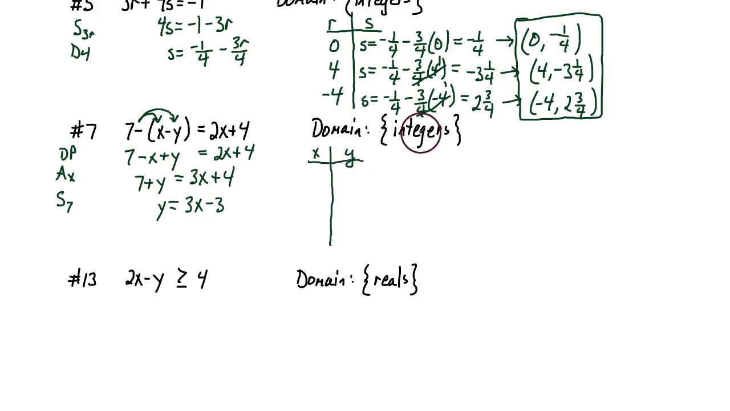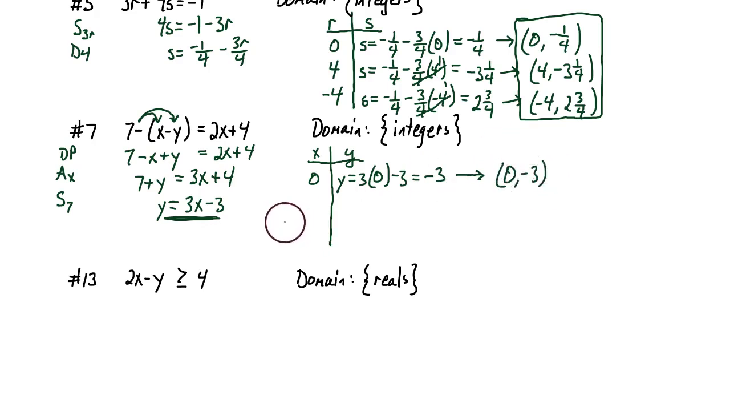We're told to try integers. 0 is an integer. Let's use that. So y equals 3 times 0 minus 3. I'm following the pattern shown by this equation that I created. This turns out to be -3. So as an ordered pair, (0, -3).